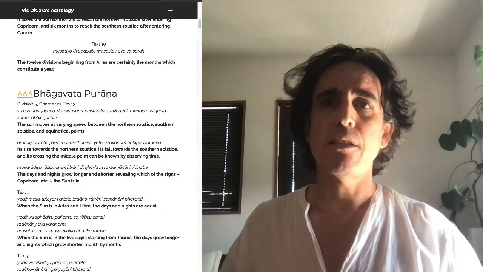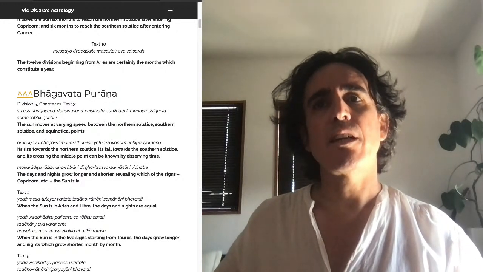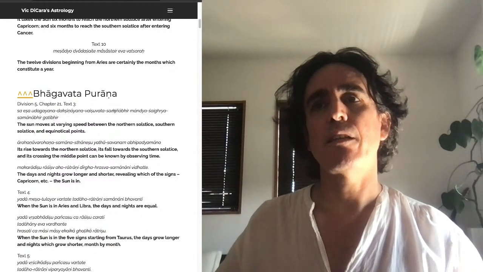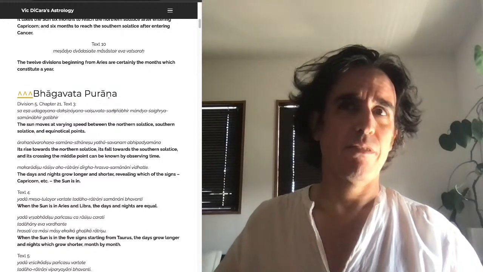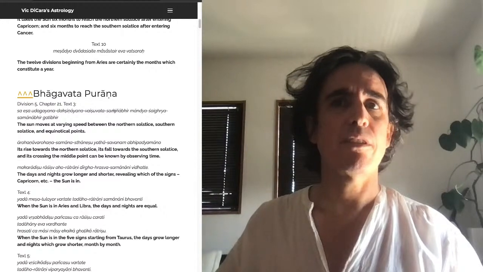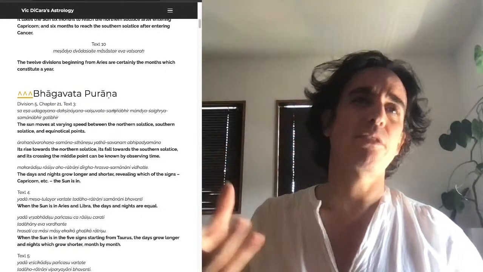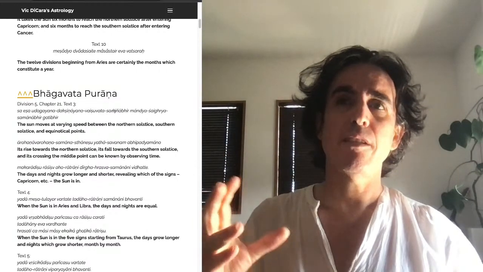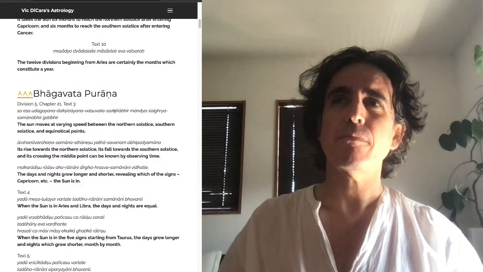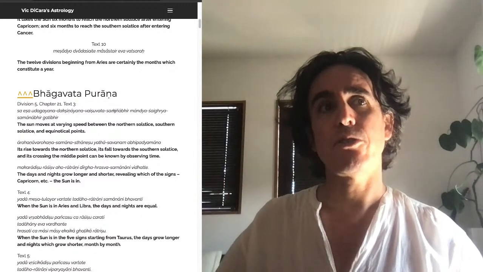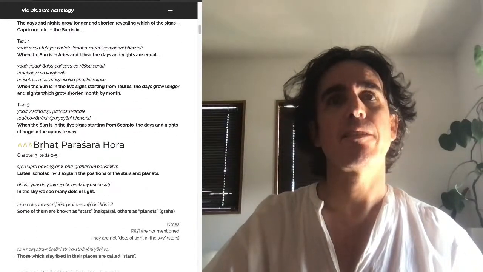It says, Makaradishu Rashishu Aho Ratrani Dirga Hrasva Samanani Vidadate. The days and nights grow longer and shorter, revealing which of the signs, Capricorn, etc., the sun is in. That's basically how you know where the divisions of the zodiac are. Because these are not visible things, as you'll see when we get to the quote from Parashara or shastra, which is next on the page. See, it's down here, the next one.